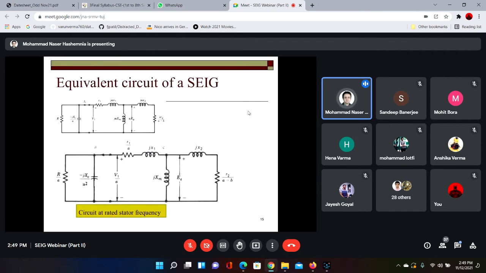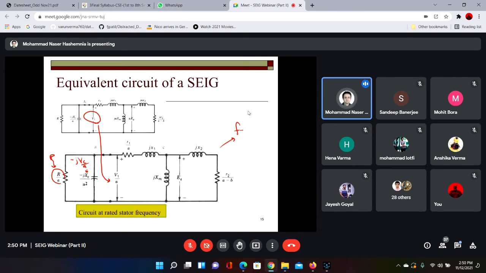This is the current circuit at the rated stator frequency. You have divided by A. So R has changed to R divided by A. Minus jXC has been changed to minus jXC by A squared. The voltage here is V1, which has been changed to V1 by A, and R1 to R1 by A. And so this is the frequency here. The frequency of this circuit is F base, which is constant.